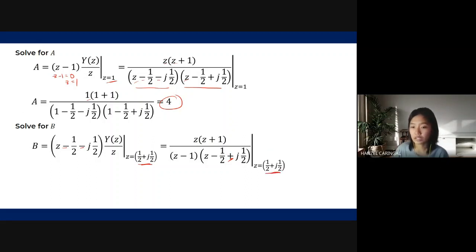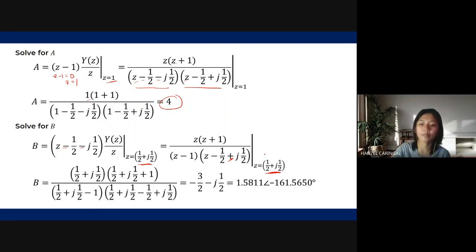So, same as our pole, we need to substitute the value of z. So, that one, we just substitute the value of z. So we get this result: negative 3 halves minus j 1 half is equal to, this is a rectangular form, so we will convert it to polar form. This will result to 1.5811, the angle of negative 161.5650 degrees. Take note of that, that it is negative.